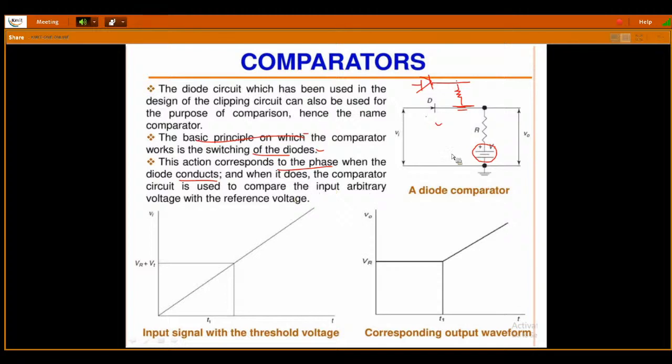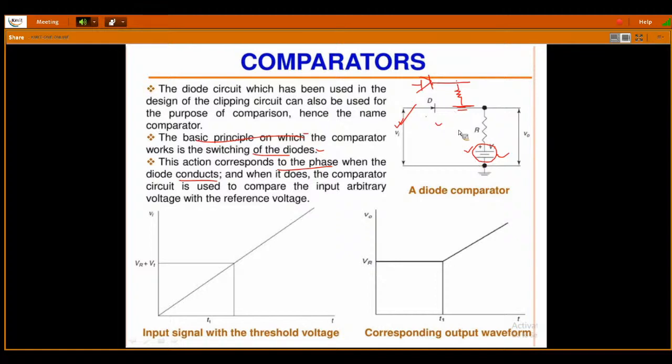Now the comparator circuit is used to compare the input voltage with the reference voltage. This is the comparison. The circuit will do only the comparison with a reference voltage VR with respect to the input voltage. Whether the input voltage is greater than VR or less than VR, it tells only that. Is it clear?